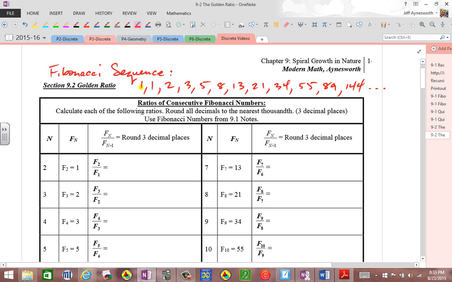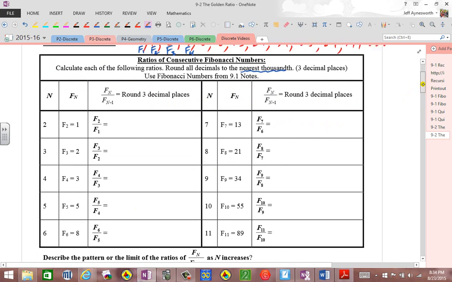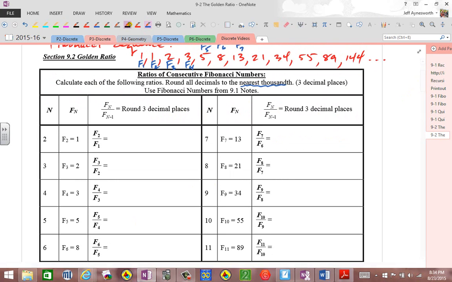First Fibonacci, so F1. Remember, I'm just doing a little recall. This is F1, this is F2, the second Fibonacci, this is the third Fibonacci, the fourth Fibonacci number, the fifth, F6 is 8, F7, the seventh one here is 13, and so on. We're going to take these numbers and calculate some ratios. We want all decimals to the nearest thousandth, 3 decimal places, so you look at the fourth digit to round the third. All right, let's get started. Get your calculator nearby.